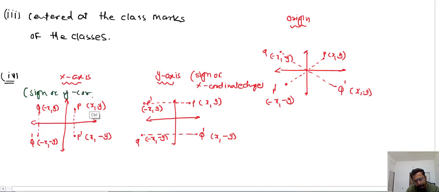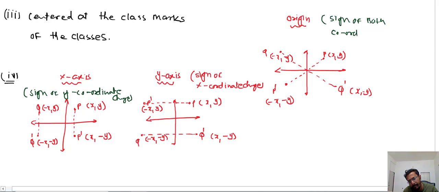Okay, and in the origin, the sign of both coordinates changes. Just keep in mind what happens when you reflect to the x-axis, what happens when you reflect to the y-axis, and what happens if you reflect towards the origin. Keep this in your mind. It's one of the important sections.